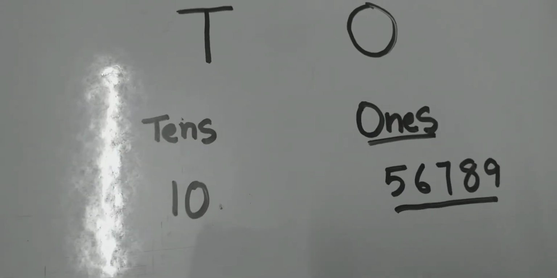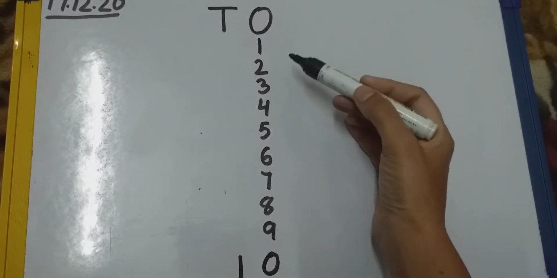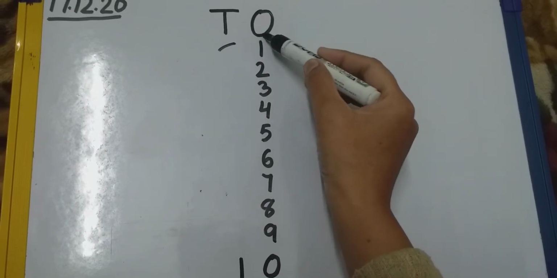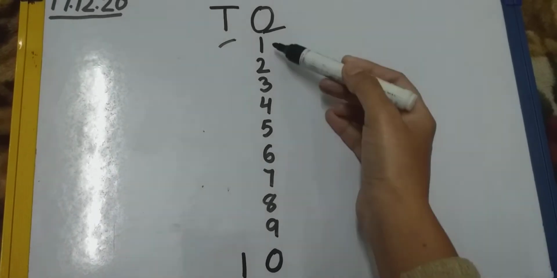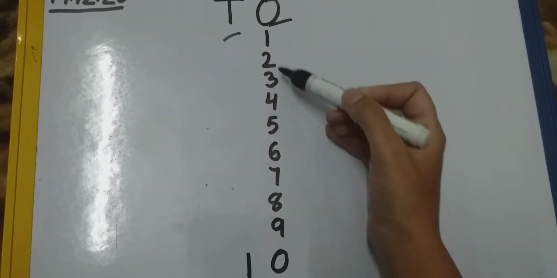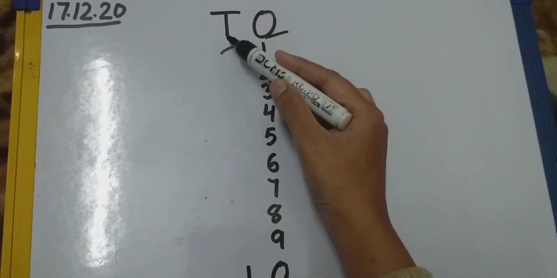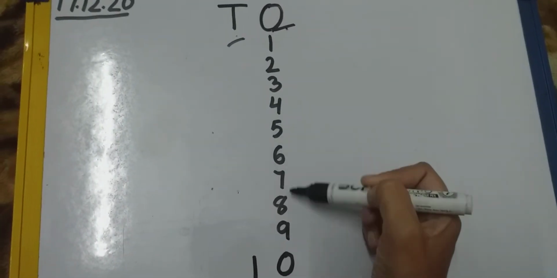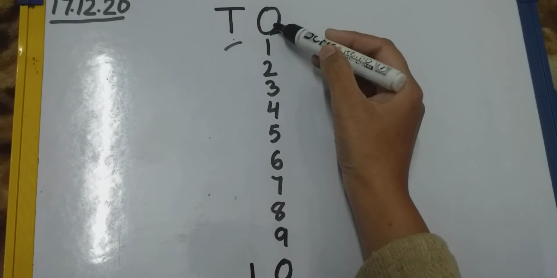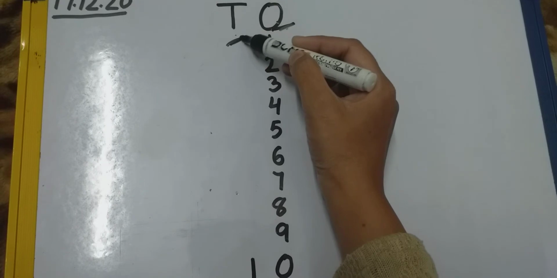Okay, so children, have you ever noticed that we write TO before starting the counting? आपने ध्यान दिया जब हम काउंटिंग स्टार्ट करते हैं तो मैम ने हमेशा आपको बताया है TO सबसे पहले लिखते हैं, उसके बाद काउंटिंग स्टार्ट करते हैं. So O is for ones and T is for tens.